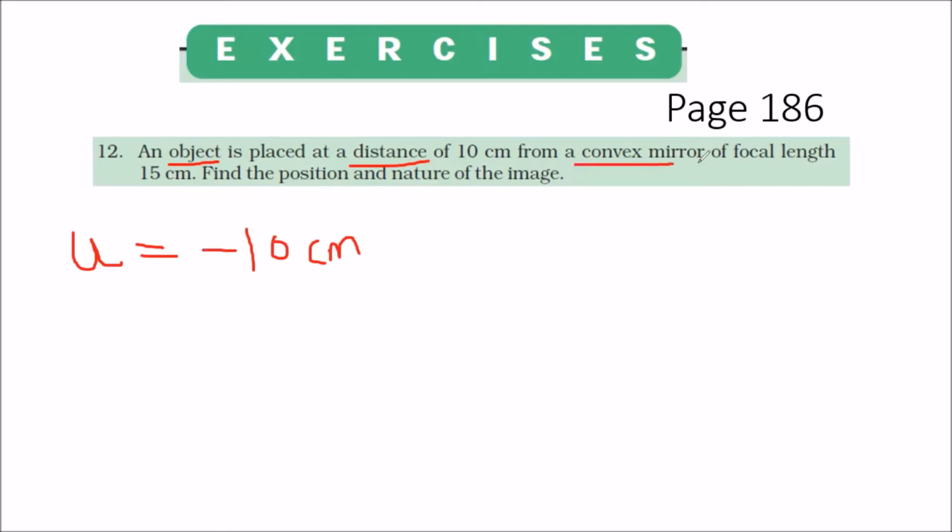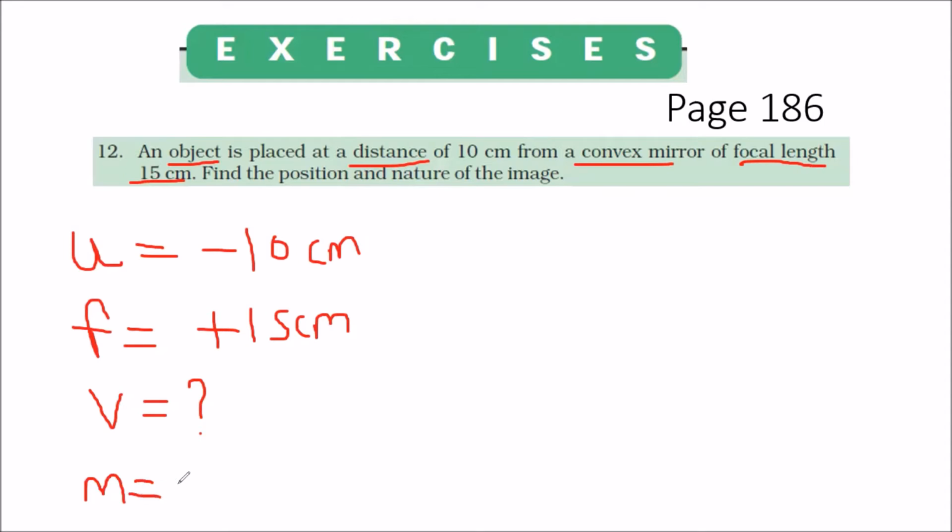It says convex mirror, focal length given to us is 15 centimeter. Now we know as per sign convention, focal length of a convex mirror is positive. It's positive 15 centimeter. The question says find the position, which means you have to find v, and the nature. For finding the nature, we have to find out m. From m, we will get the magnification and we will also get the nature. So there are only 2 formulas to be used. So whenever you're solving a numerical, please follow this pattern and this will help you in getting a good score.